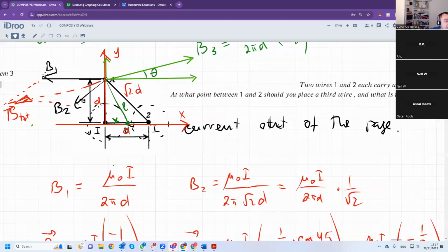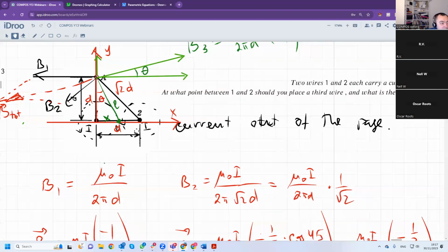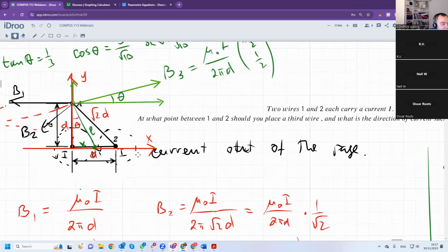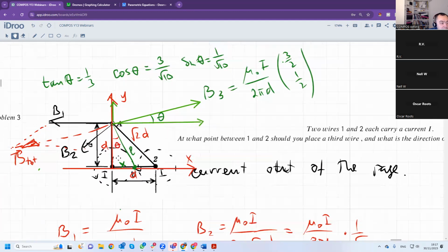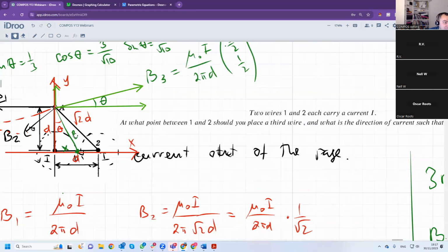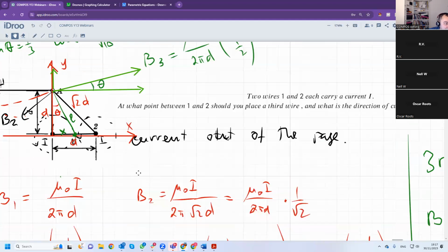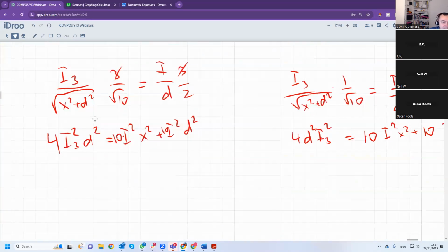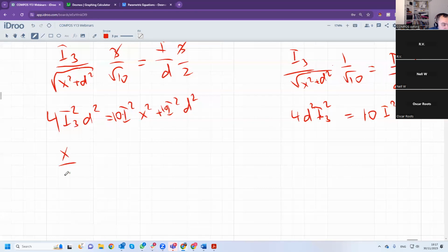And of course, we know the angle. This is theta, so this has to be theta as well. So we know that x to d is 1/3. Yes, of course, because this has to be a right angle. The angle between B3 and this line has to be a right angle. So this is theta, so x on d is 1/3. So x is 1/3 d. That's easy.